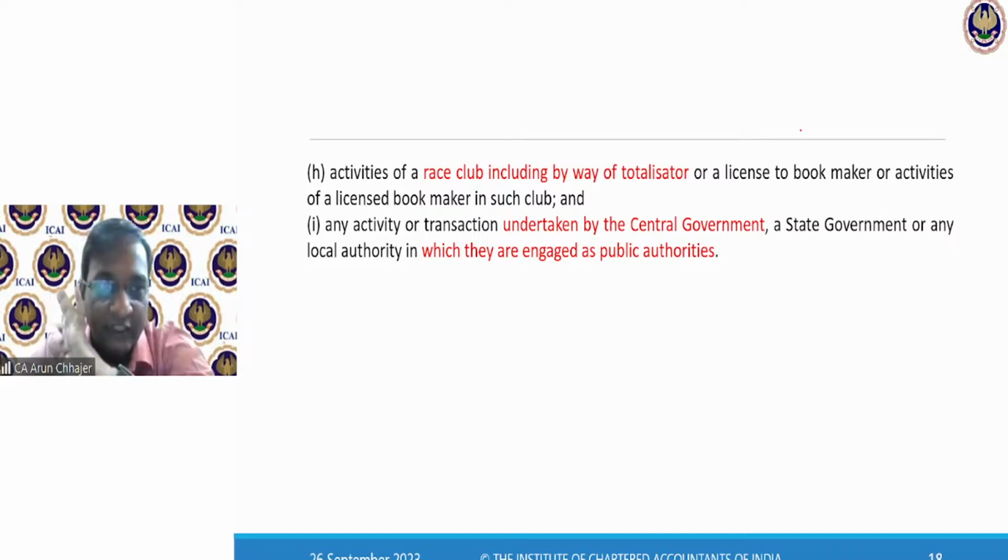We know that there are a total of 4 transactions in the schedule 1, which we will discuss. And schedule 1 is considered as supply even without consideration. We can also say it is a deemed supply. What is the schedule 1? Schedule 1 is the deemed supply. So in the schedule 1, we will discuss 4 transactions. Even if there is no consideration, if that transaction is happening, it will be treated as a supply.